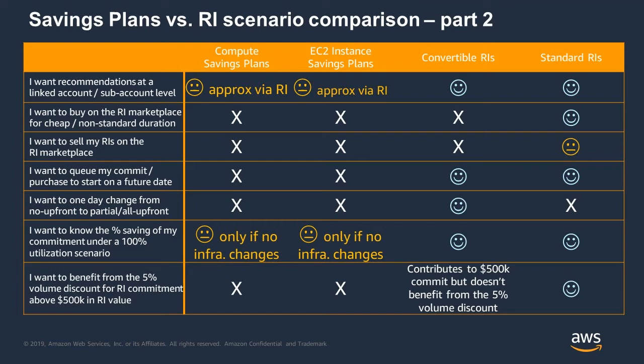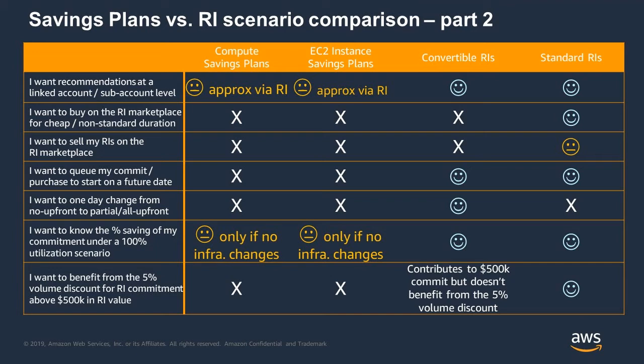Secondly, if you want to buy on the RI marketplace and hunt for a discount or a non-standard duration RI, then you can do that with standard RIs, but cannot with the other options. Third, if you want to sell your RIs on the marketplace, you can do so with standard RIs, but that comes with some caveats. You need a US bank account, there's a 12% marketplace selling fee, and you also need to wait for other customers to actually come and buy your RI, so you may not be able to turn it around as fast as you would want to.